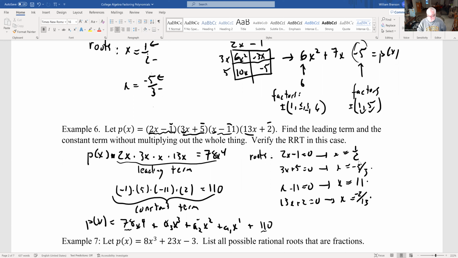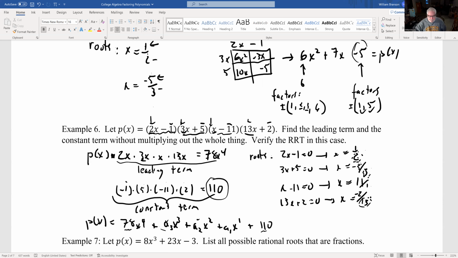So these are my roots, right? If I look at the denominators, 2, 3, that's 11 over 1, and a 13, those are exactly the numbers that go into finding the 78. So 78 is divisible by 13, divisible by 3, divisible by 2. So the denominators are numbers that multiply together to give you the leading term. The numerators, the 1, the minus 5, the 11, and the minus 2, those are the numbers that multiply together to give you the constant term.